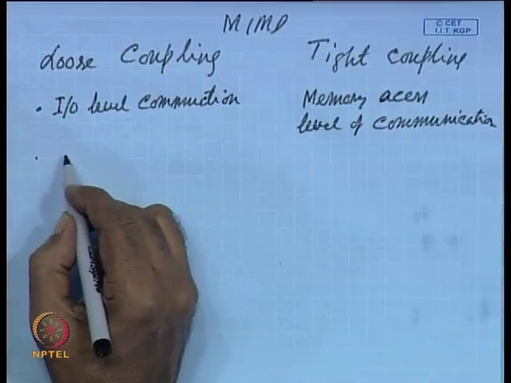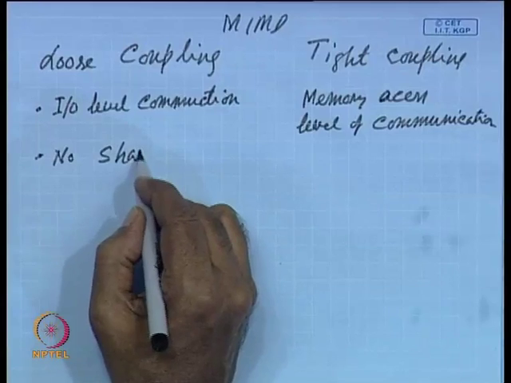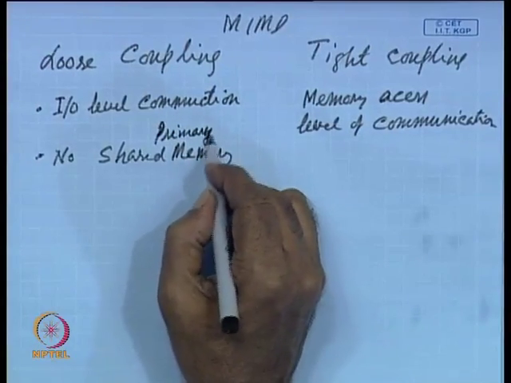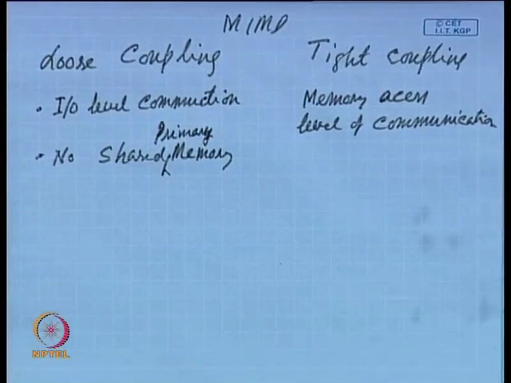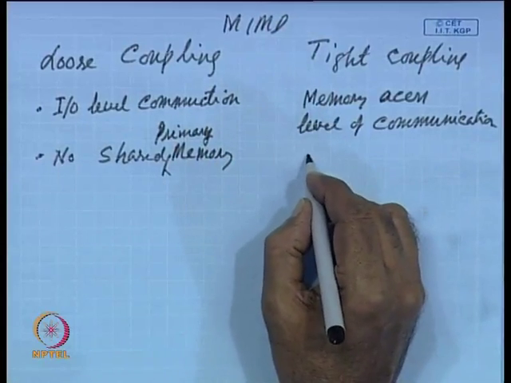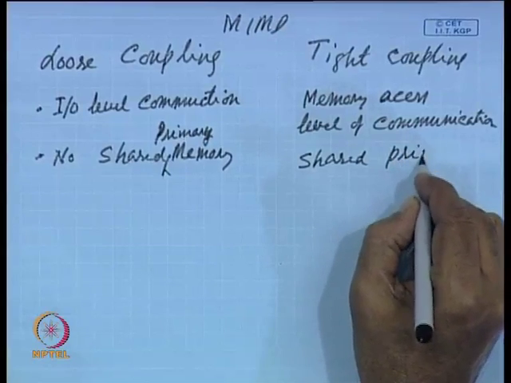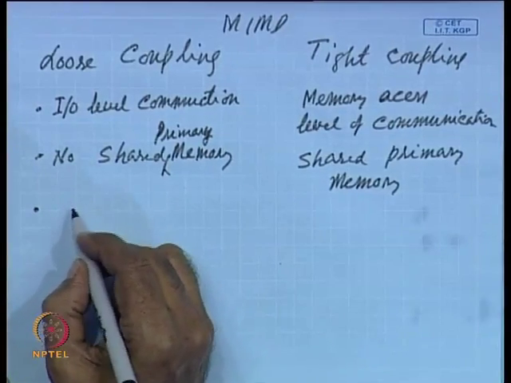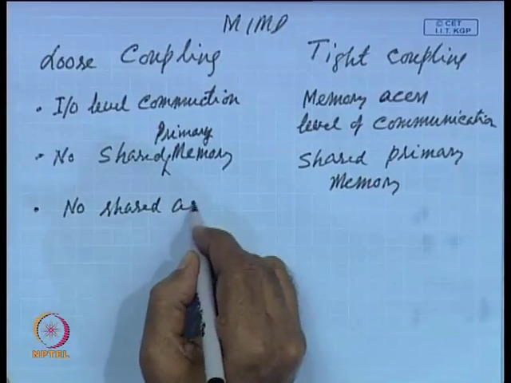In loosely coupled systems, there is no shared primary memory. Let me remind you what we mean by primary memory. In a computer system you have different types of memory: primary memory and secondary memory. Secondary memory is disk storage. Primary memory is from where instructions are fetched and executed. When the processors are executing a program, the instructions are fetched from the primary memory. That is why the special designation primary memory is given. And in case of a tightly coupled system, it has shared primary memory, and no shared access space.